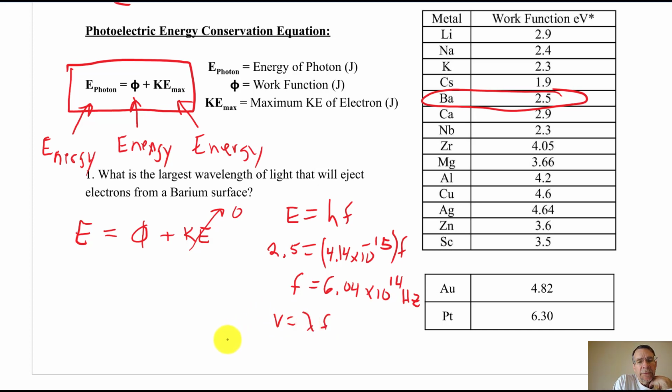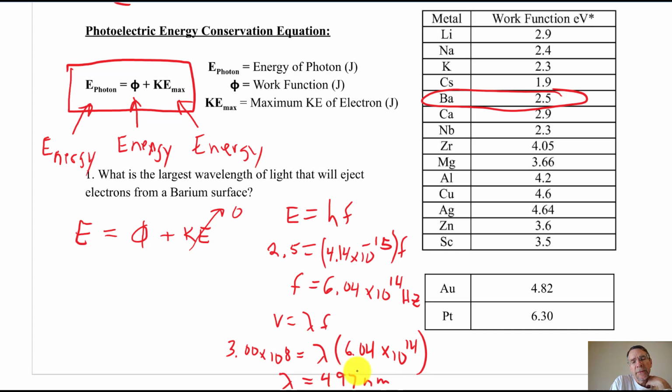We need photons that have that frequency. Photons always have a speed of 3.00 times 10 to the 8th. We're looking for a wavelength that matches that frequency, 6.04 times 10 to the 14th. So that wavelength, hopefully this is not off the page, is 497 nanometers. 4.97 times 10 to the negative 7th is 497 times 10 to the negative 9th.